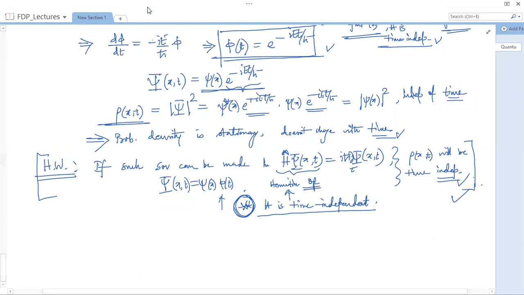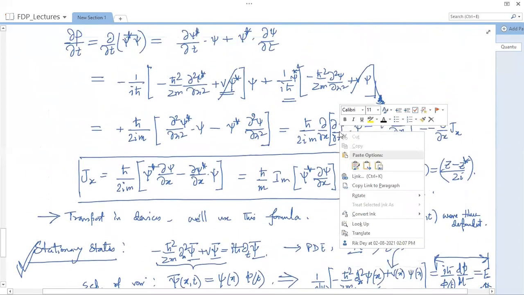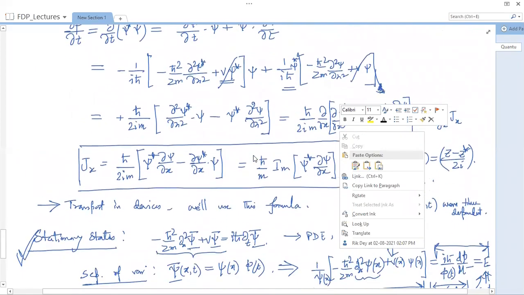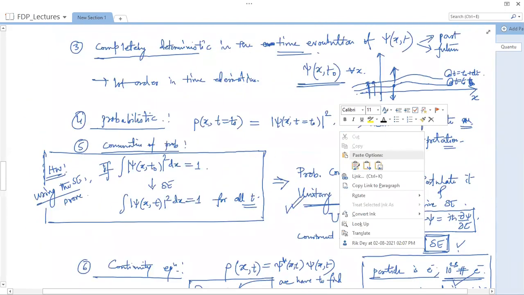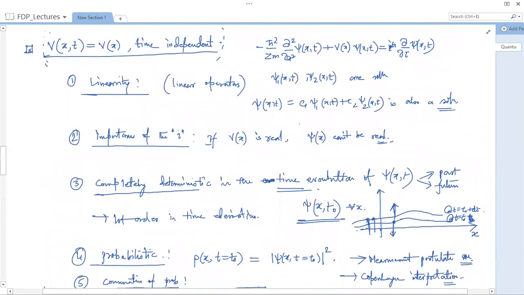Hello, sir. Sir, you said when the potential energy is time independent, and if V of x is real, the wave functions can't be real. What does that mean, sir? Oh, okay. The total wave function cannot be completely real. So don't confuse it with the wave function that you plot like sine x, cosine x. That is only the spatial part. I am talking about the total wave function, capital psi.